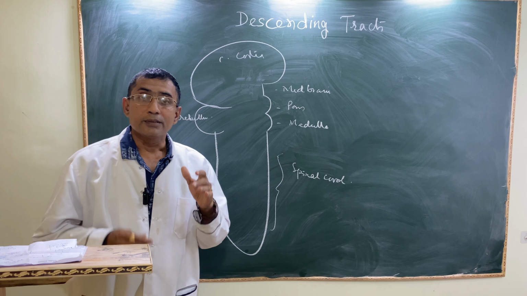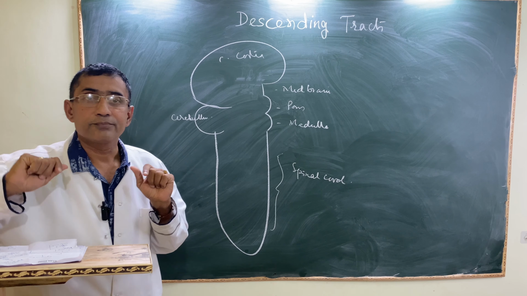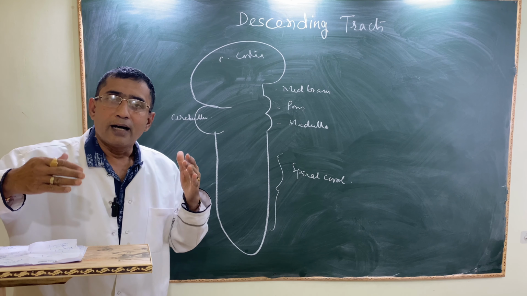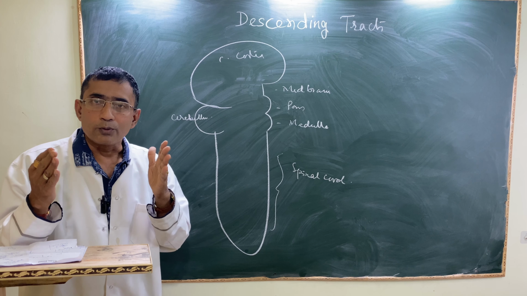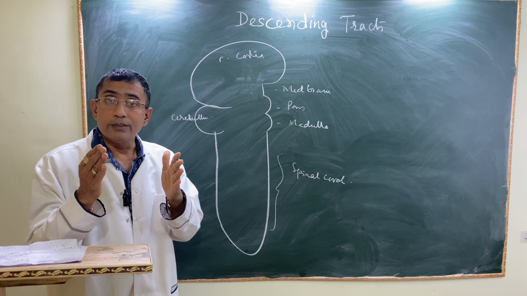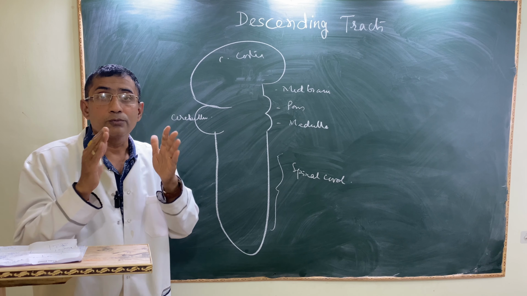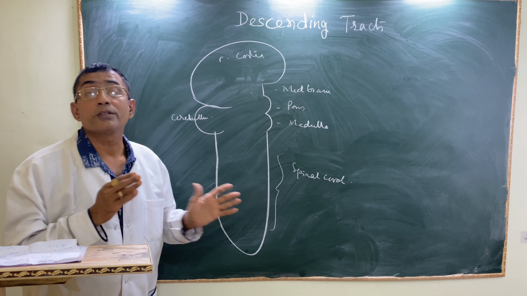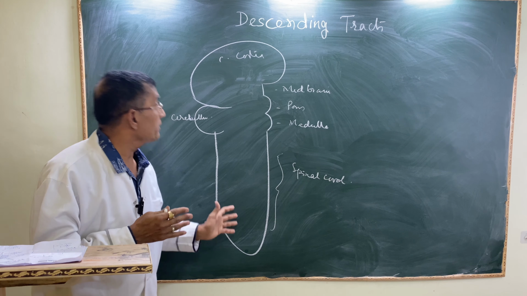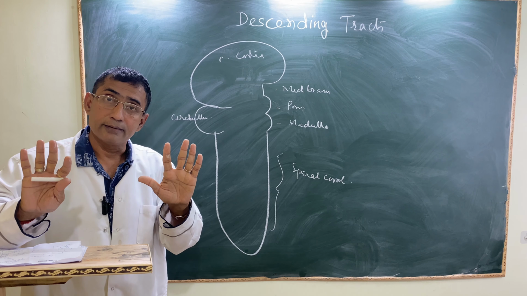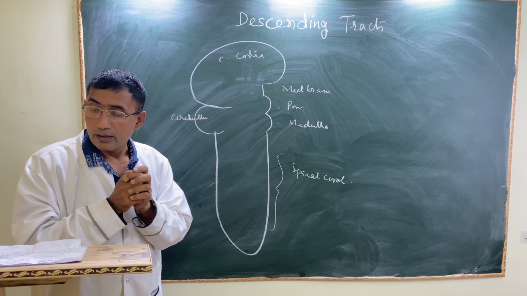Our aim is to talk on descending tracts. Ascending tracts, you have all understood. It is the group of neurons having common origin and common termination, and all the fibers will remain in the central nervous system, brain and spinal cord, and will carry information from periphery towards the center. That is ascending tract. But today what I have to tell is descending tract.